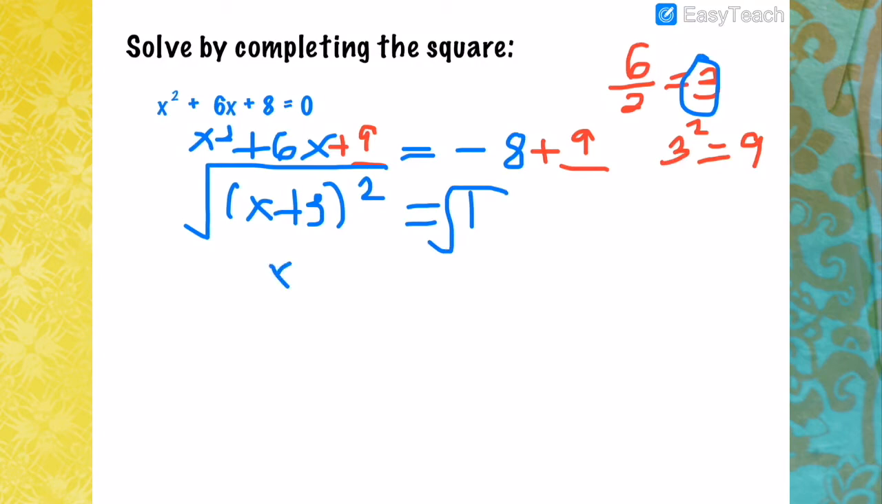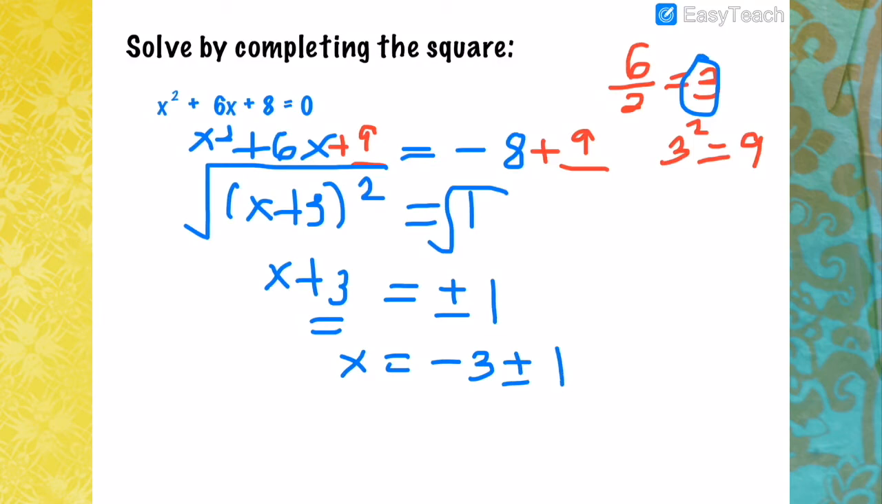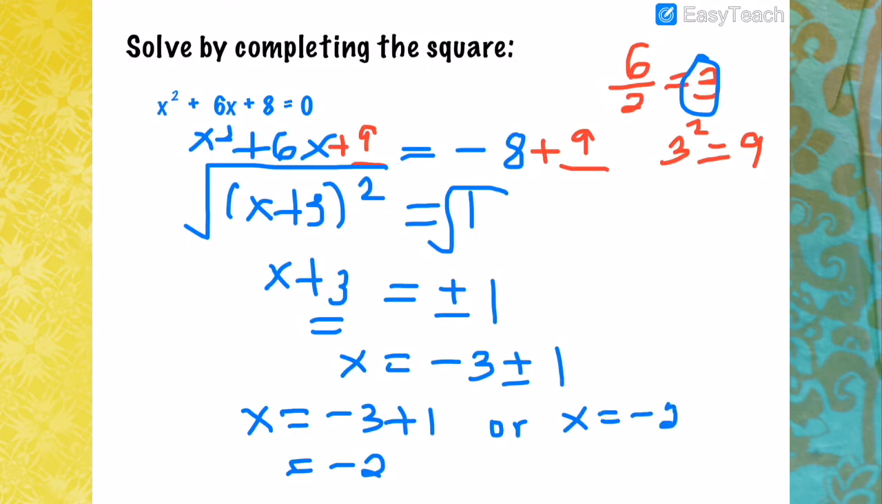So we have x plus 3 equals plus minus 1. Therefore, the value of x could be... before we find the value of x, first we have to transfer 3 on this side to the other side. So we have x equals negative 3 plus minus 1. Therefore, the values of x could be x equals negative 3 plus 1, which is negative 2, or x equals negative 3 minus 1, which is negative 4.